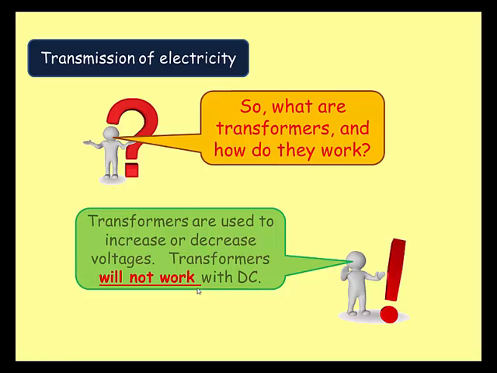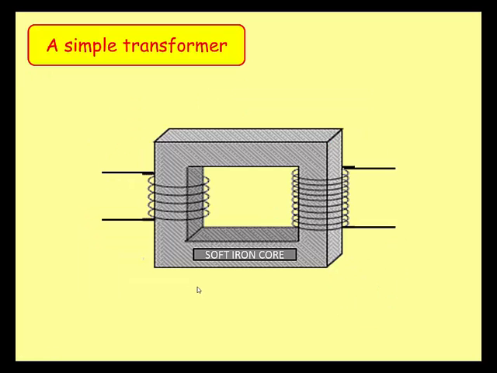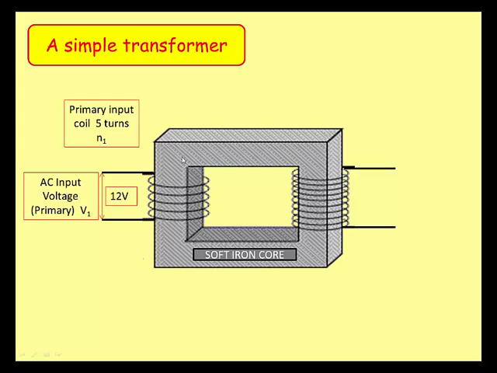So make sure you've got a note of that. Here's a transformer. Now, a transformer starts first of all with a soft iron core. So there's our transformer core there. It's soft iron. Now we'll have what's called a primary input coil. This one here is the primary input coil.